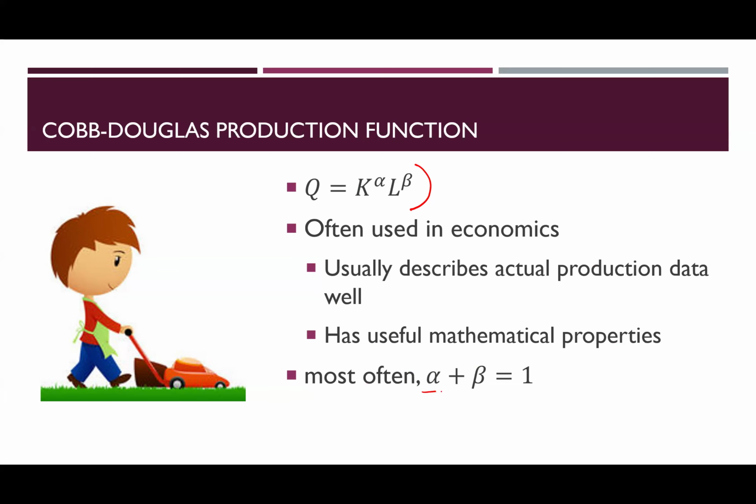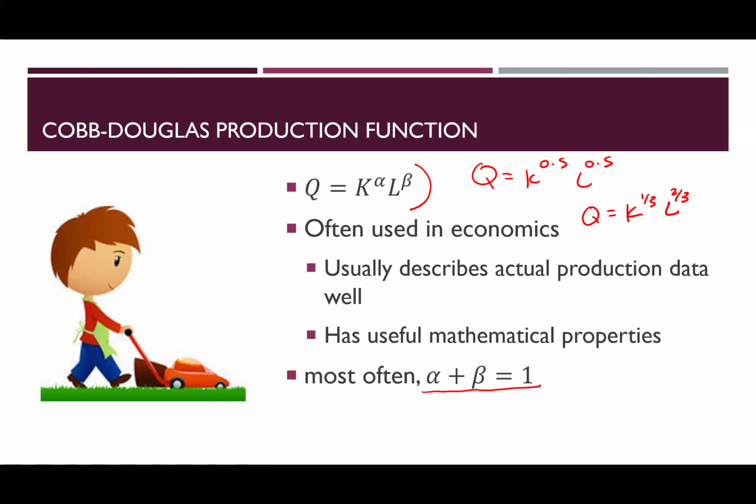Most often, we're going to see that those exponents on capital and labor sum to 1. So something like you saw in the previous slide where each was equal to 1/2. 1/2 plus 1/2 is 1. You might also see Q equal to K to the 1/3 power times L to the 2/3. 1/3 plus 2/3 is 1. So those types of forms. And this is what you're going to see most often in this class, the Cobb-Douglas production function with exponents that sum to 1.